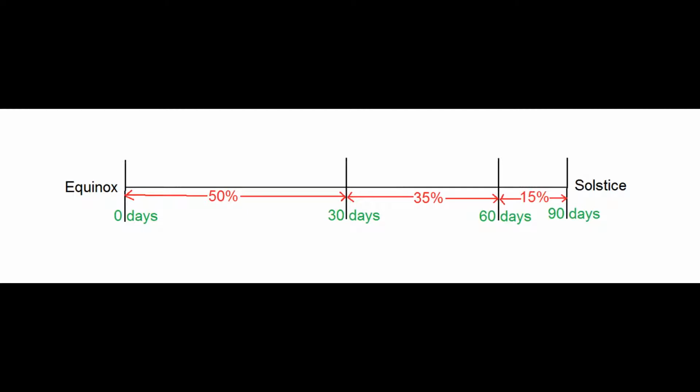So now let's apply the rule to our line. Working from the equinox to the solstice, find the halfway point in your line. Label this point 30 days. Then, continuing away from the equinox and toward the solstice, measure another 35% of the line's total length and make a mark there. Label this point 60 days. Finally, after an additional 15%, label the line's endpoint at the solstice 90 days.